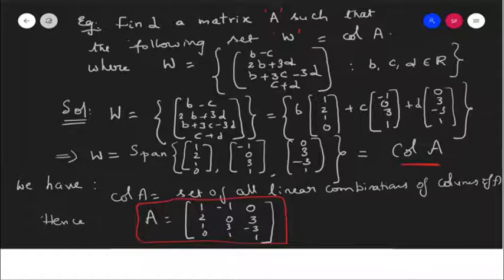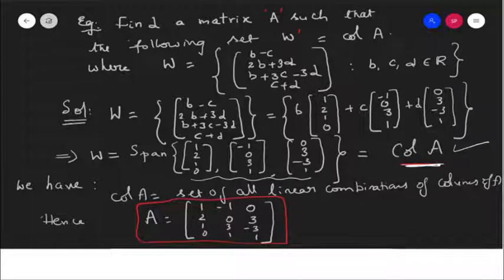I can write it as a linear combination of three vectors because there are three parameters: b into (1, 2, 1, 0) plus c into (minus 1, 0, 3, 1) plus d into (0, 3, minus 3, 1). So by this what can we write? W is equal to the span of three vectors, and it is given that W is equal to column A. So this span of three vectors is equal to column A. What does it mean? Column A is a linear combination of these three vectors.